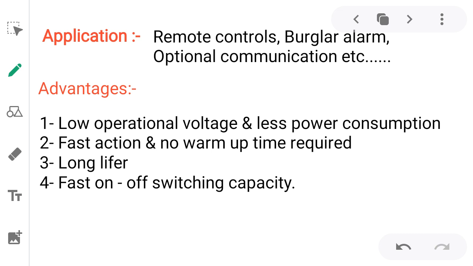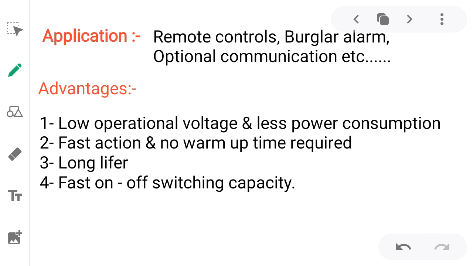Next is in terms of the burglar alarm. Optical communication, as I already said, is communication with the help of light. If I apply an electrical signal, it is converted into a light signal. In terms of the burglar alarm, if any thief comes to rob, the alarm starts sounding.